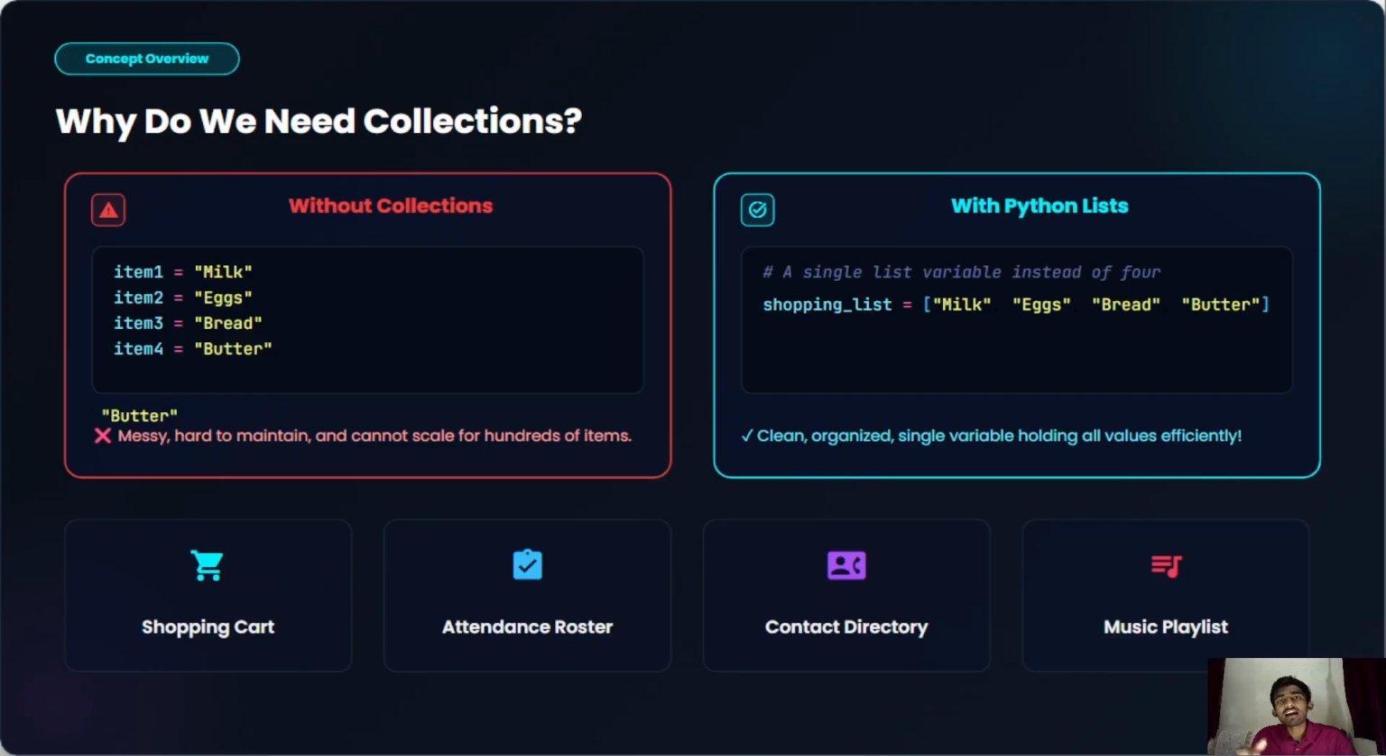Collections are everywhere in real life. Look at the examples shown on the slide. A shopping cart stores many products, and an attendance register stores many names. A contact list stores multiple phone numbers. A music playlist stores multiple songs. In every one of these examples, you can see how multiple related values are stored together. Python lists solve exactly this problem. Instead of creating many variables, we store everything inside one collection.